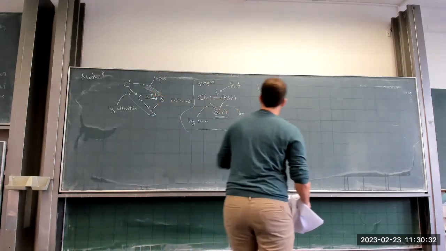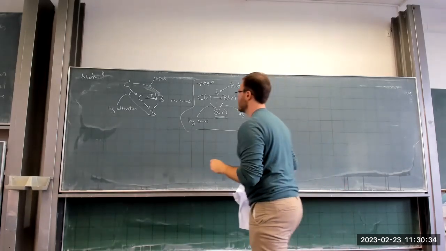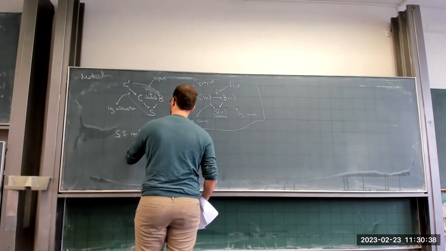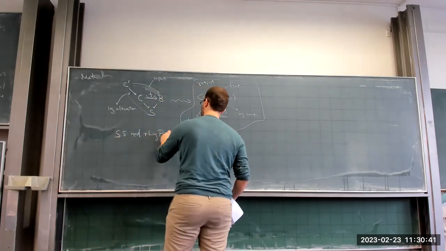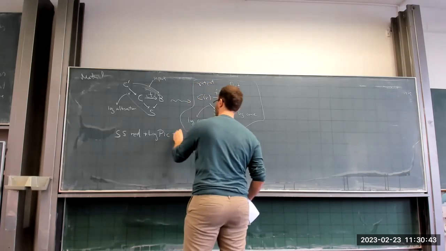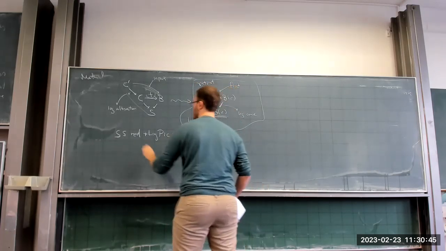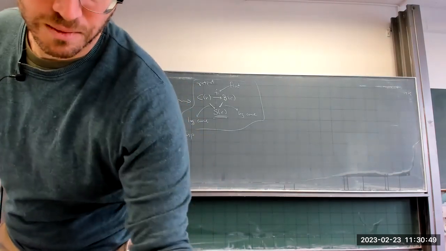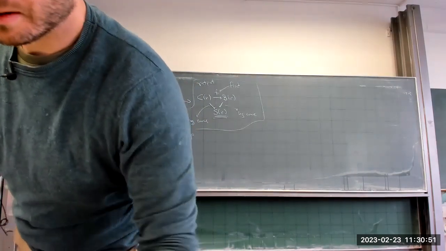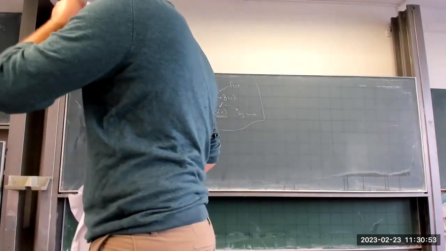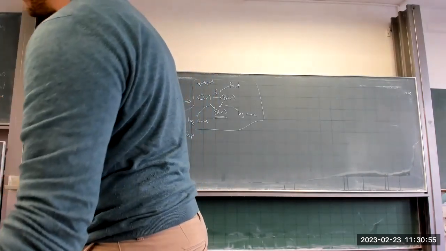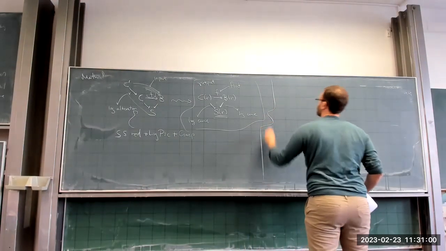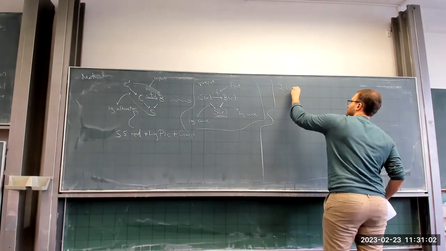Remember my method was semi-stable reduction plus log Picard plus compactified Jacobians, and this is the background I need from semi-stable reduction. This is the input that comes from semi-stable reduction. Okay. So the second is logarithmic Jacobians.